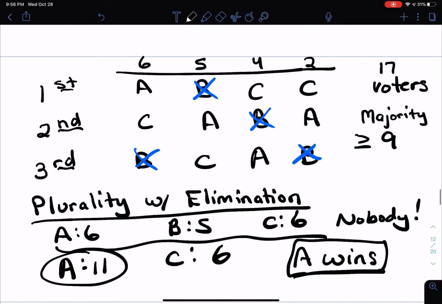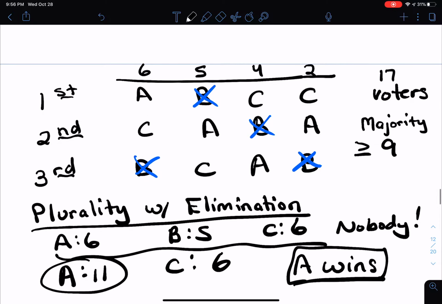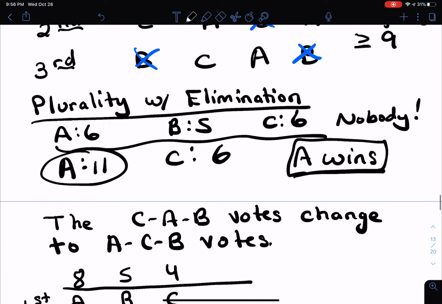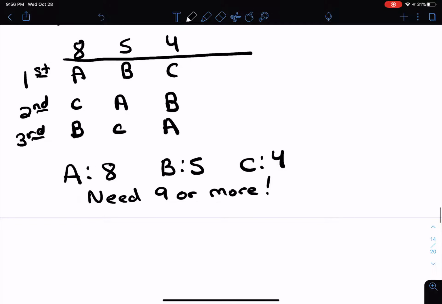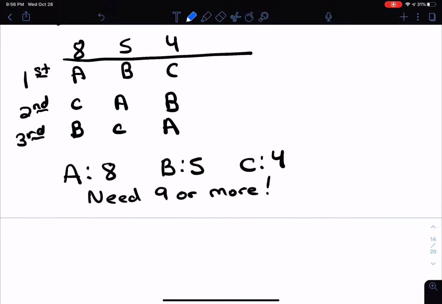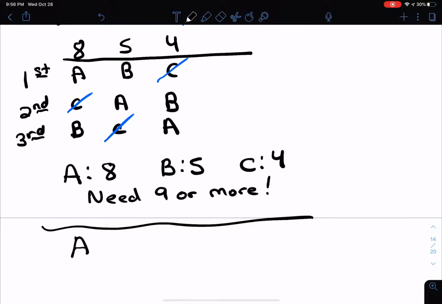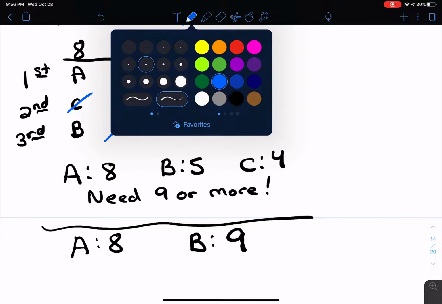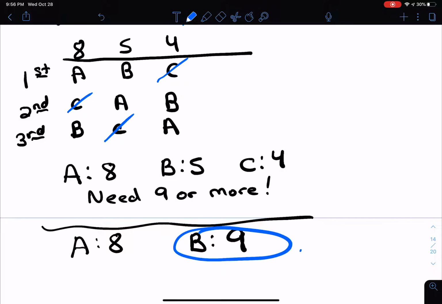Remember earlier, we were doing plurality with elimination. With 17 voters, we needed at least 9 or more votes. So let's see what happens when we throw out C, because C has the fewest votes at this point in this process. So we throw out C. And now A comes in first place 8 times, but B comes in first place 9 times. B is the winner. Wow.